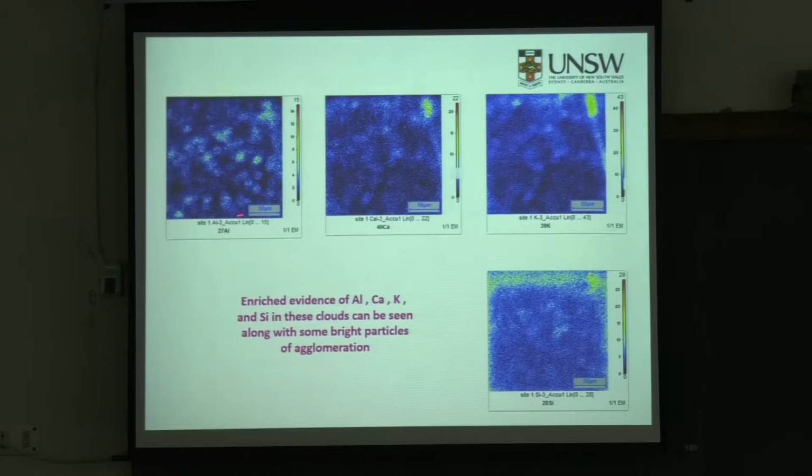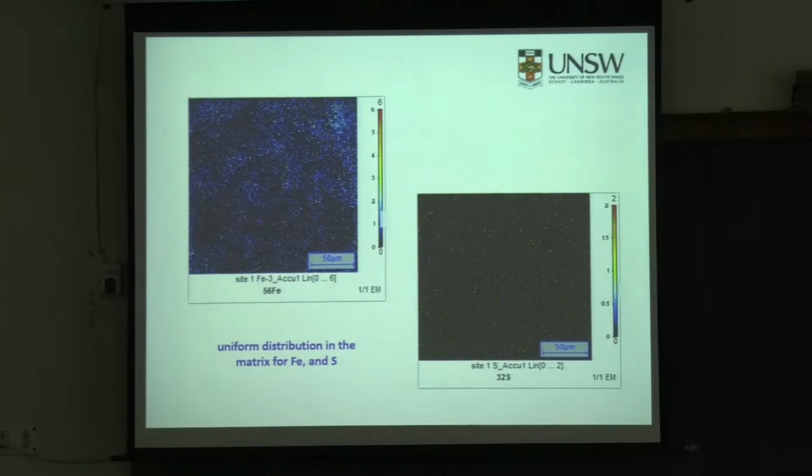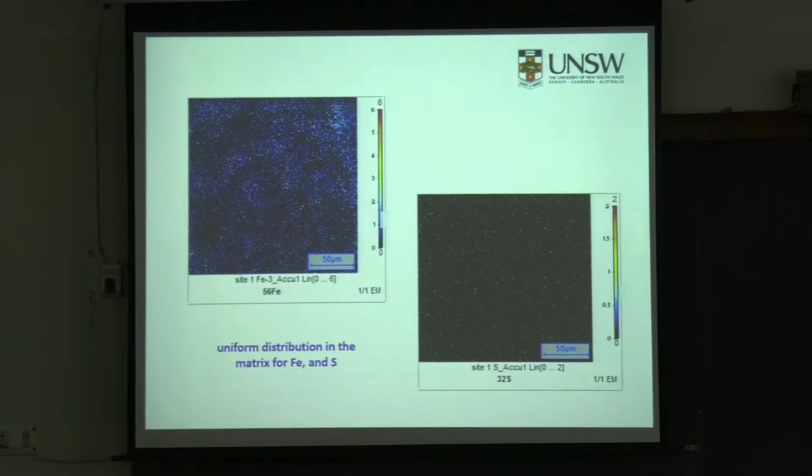So this is aluminum, calcium, potassium, and silicon in these clouds, along with some bright particles of agglomeration. Where you have light particles means some things have come together. This is also an interesting observation: uniform distribution in the matrix for iron and sulfur. These are the iron particles, and this is the sulfur particles.